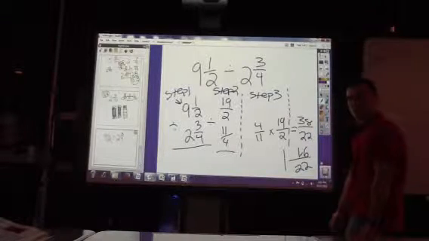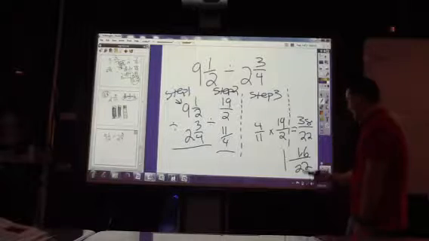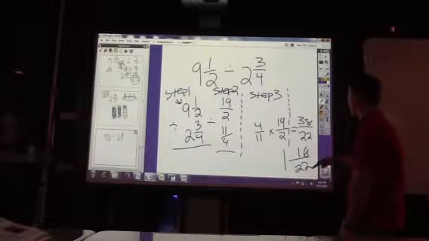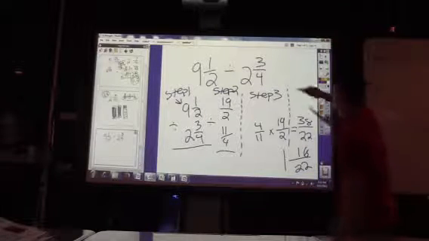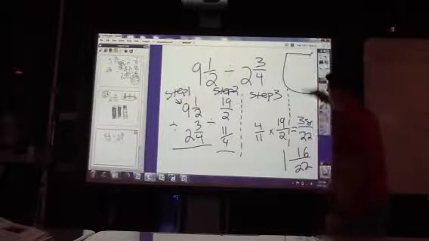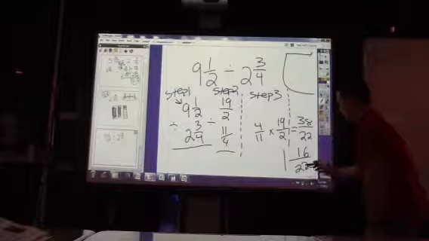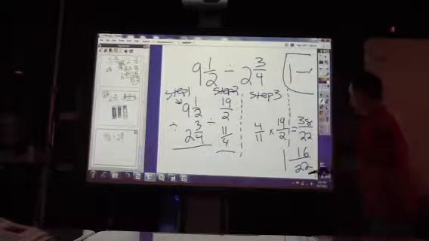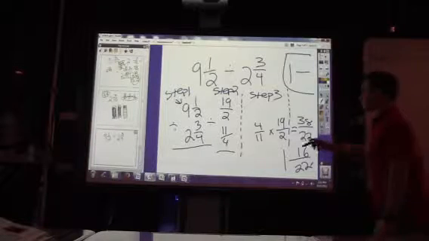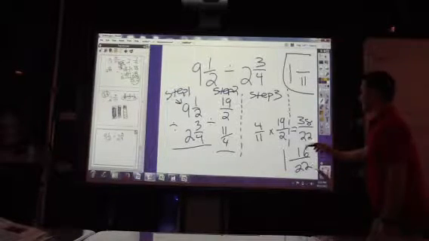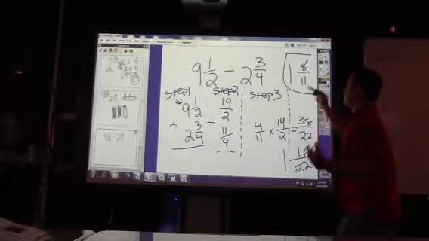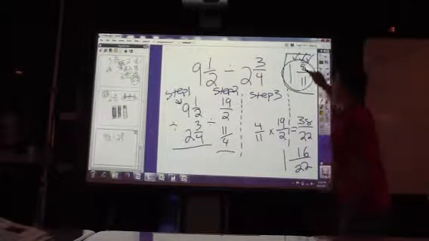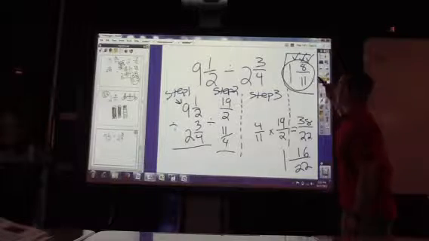Is this in the simplest form? I do not think so. You have even number on top, even number on bottom. So now I have to simplify. To simplify, I want to put it up here. I'm going to put my final answer up here. To simplify, what will go into 22? What will go into 16? Another even numbers. Whole number is going to stay the same. What goes into 22? Great, 11. What goes into 16? 8. Great. I know this is my final answer because I have a prime number as my bottom number and I can't simplify it anymore.